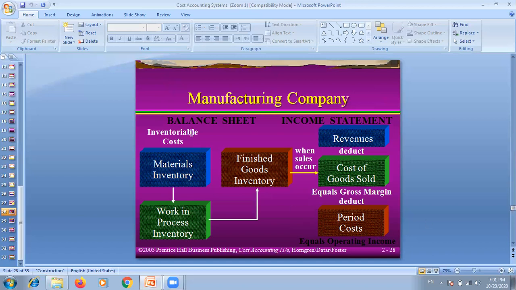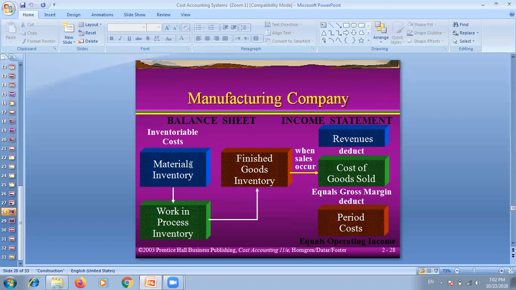Again, in the manufacturing company, in the balance sheet, I have three kinds of inventory: material inventory, work in process inventory, finished goods inventory. To the material, I add wages and the indirect manufacturing cost, and work in process at beginning minus work in process at end.